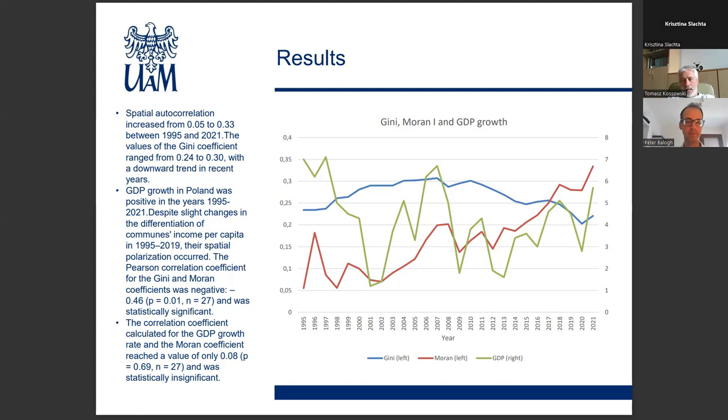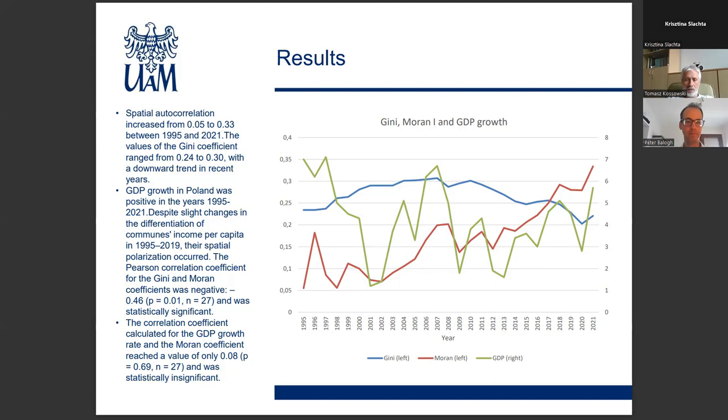In 2021, this spatial autocorrelation index is more than 0.030. We can also observe that the Gini coefficient, which is non-spatial, as we know, at the beginning rose till 2008, and now this Gini coefficient is going down. And we can also observe some similarity between GDP growth in Poland and this spatial autocorrelation coefficient.